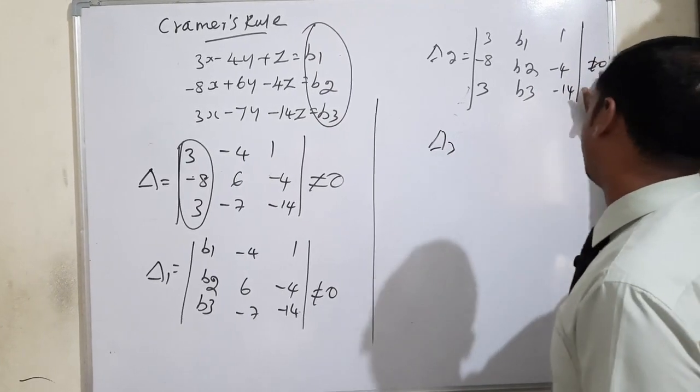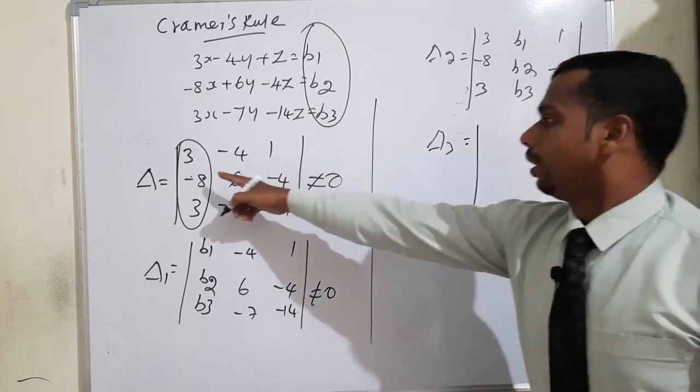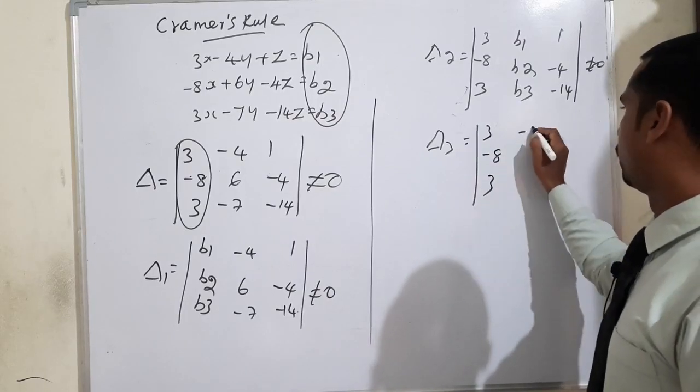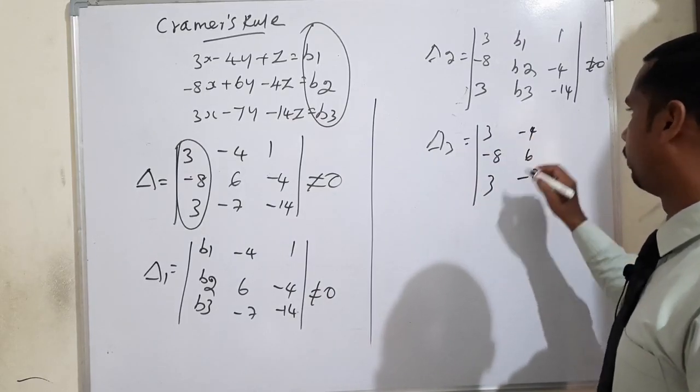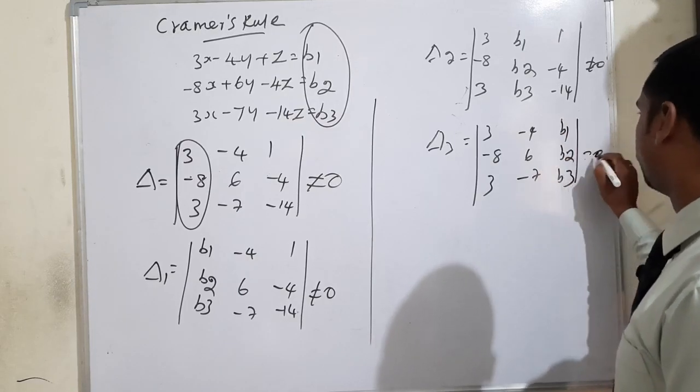Then we will definitely get one answer. Okay, so what does del 3 mean? Column 1 and column 2 stay as they are: 3, minus 8, 3, minus 4, 6, minus 7. Column 3 is B1, B2 and B3. This also gives us one result.